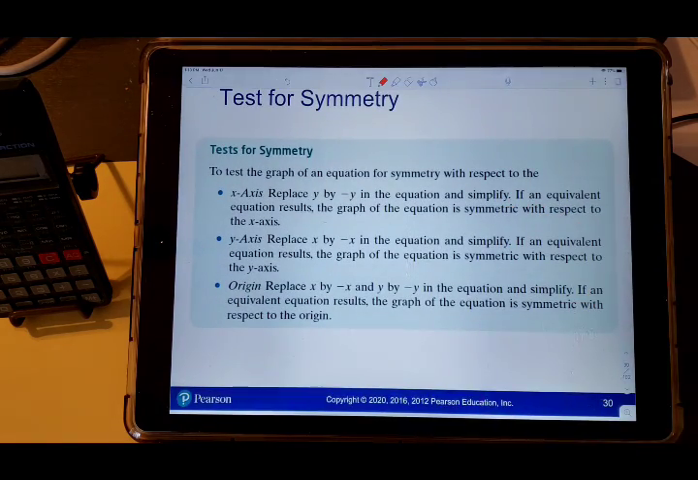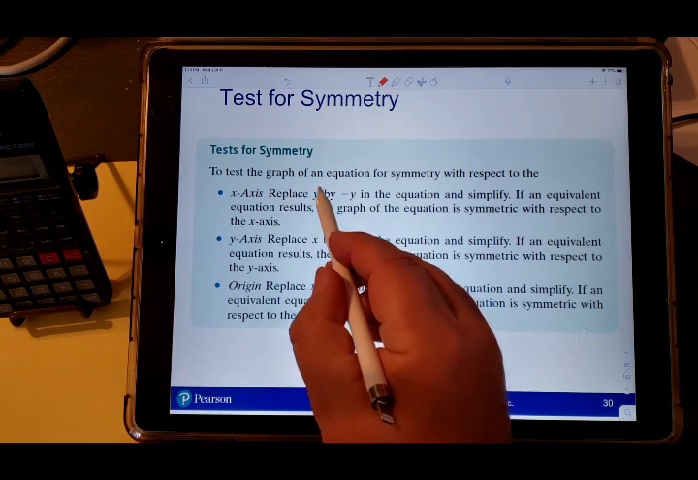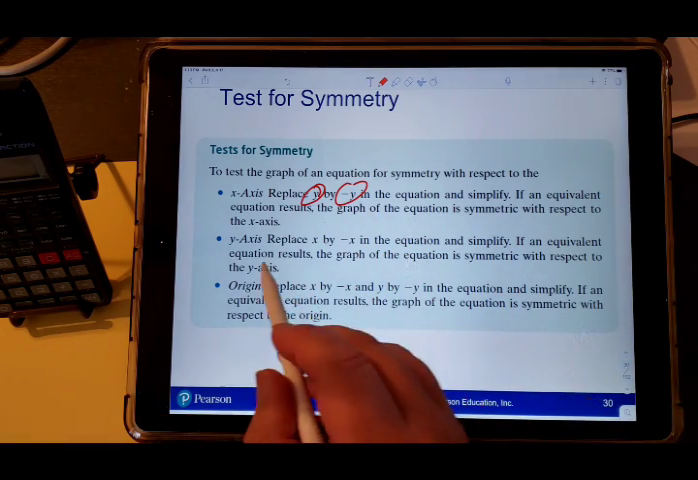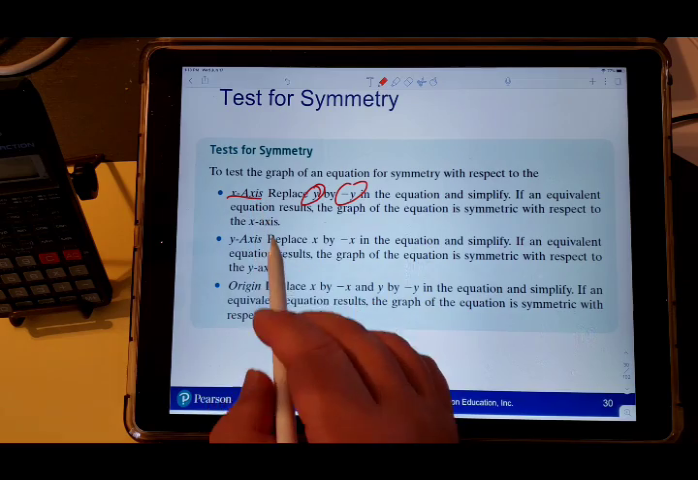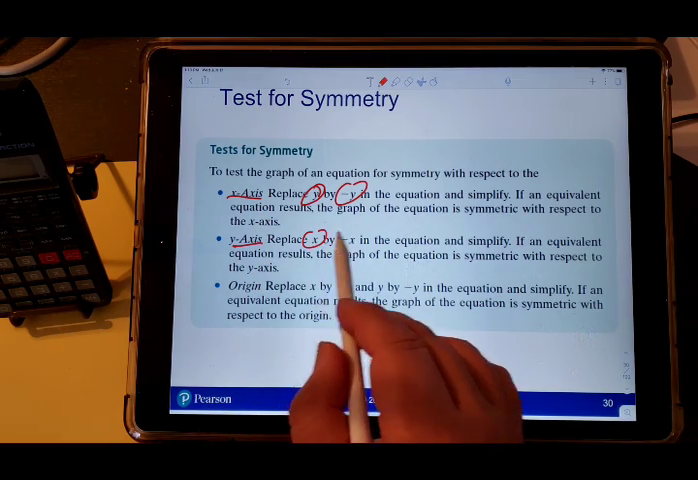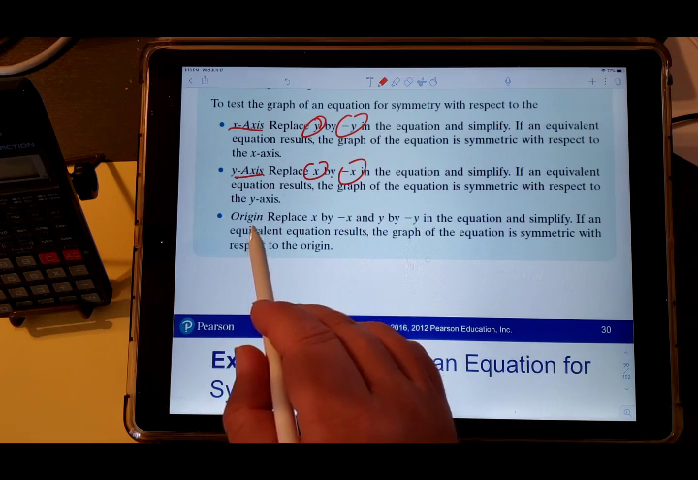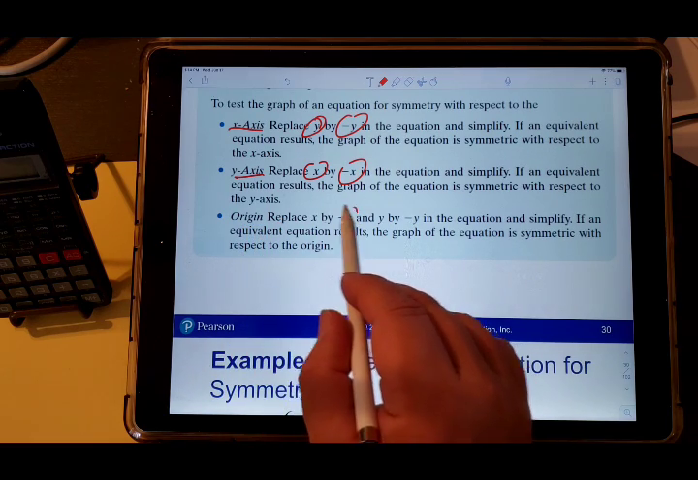Our tests for symmetry are algebraic, not geometric. In other words, in this class, you don't just say it looks symmetric. You replace y with minus y and see if you get the same thing you started with. You can test for symmetry by replacing x with minus x and seeing if you get the same thing you started with. Or for symmetry with respect to the origin, you do both.